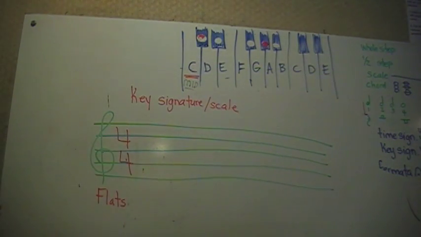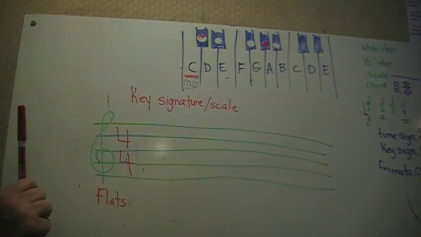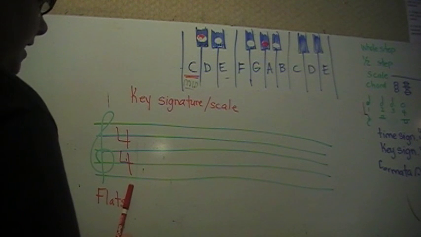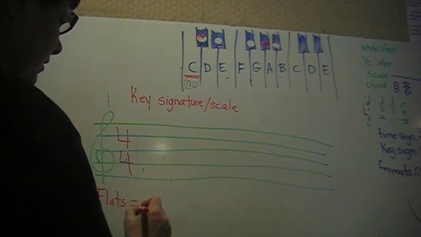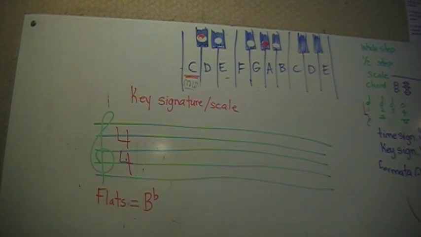If we are in the C scale, or the key of C, remember we discussed there are no black keys. So we can write any note we want and it will sound beautiful. But we're going to start with a song that is in the key of B flat.